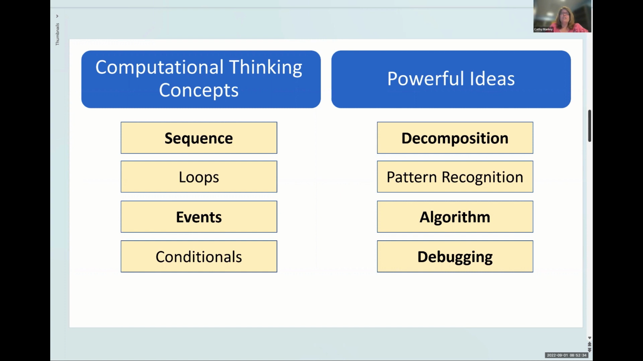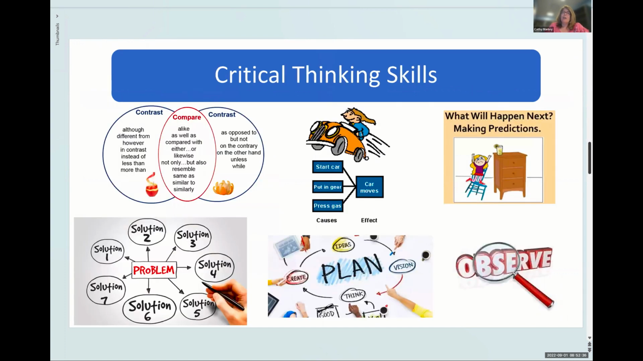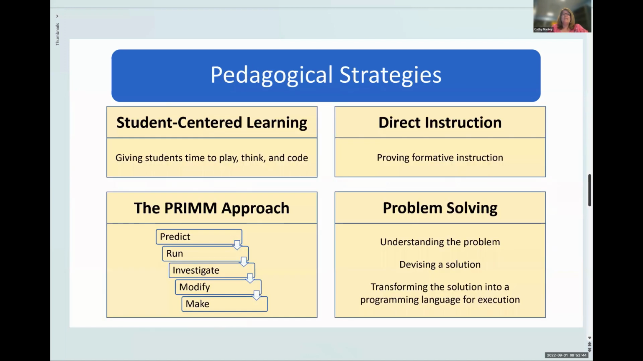Students will use additional critical thinking skills such as compare and contrast, cause and effect, predict, problem solving, plan, and observe. In this video, I'll demonstrate this lesson and point out opportunities to use these pedagogical strategies to support student learning. We will use student-centered learning, where students have time to play, think, and code, as well as direct instruction on key elements. We will also use the PRIM approach, where students predict, run, investigate, modify, and make a program. Lastly, we will focus on the process of problem solving.